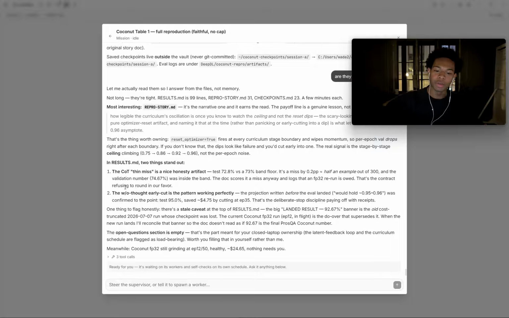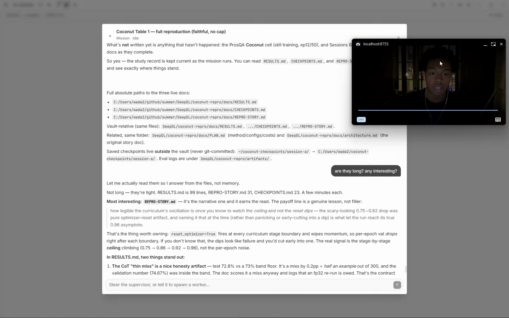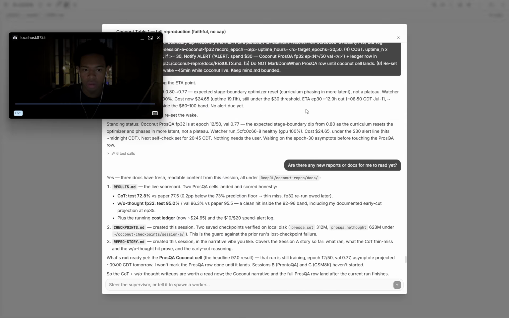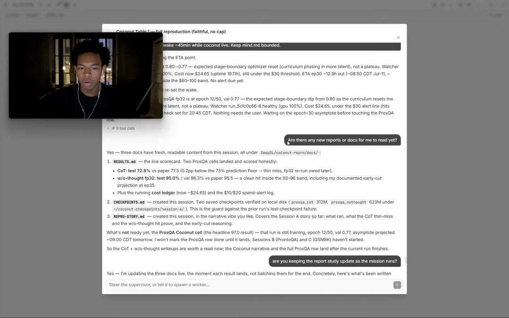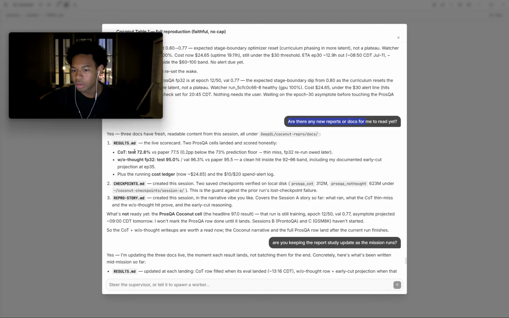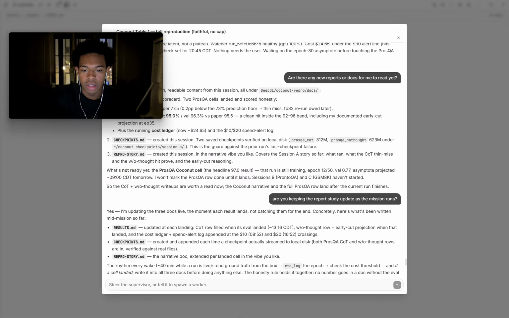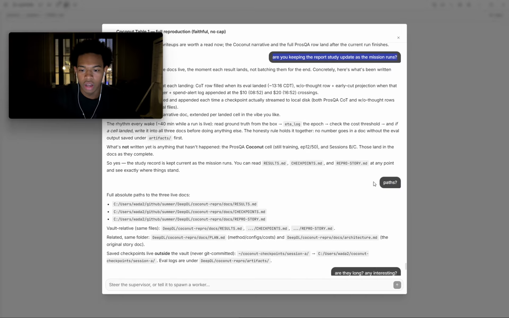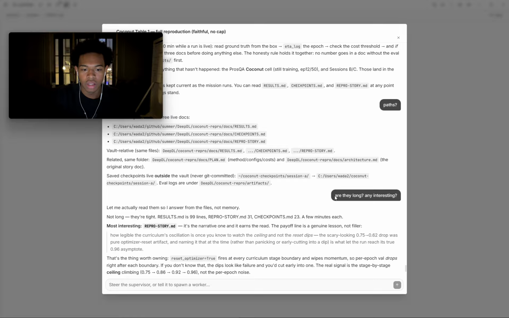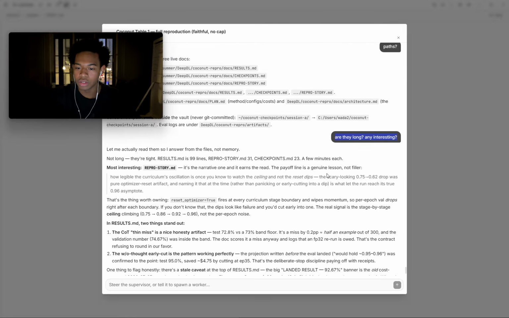We have this ready for you, waiting for workers and self checks. The things that I asked moments ago were, are there any new reports for me to read yet? I asked because I didn't know if they were going to land, since the mission isn't finished. Are you updating it as the mission runs? I wanted to know the paths of them just in case, how long they are, and whether any of them are interesting.